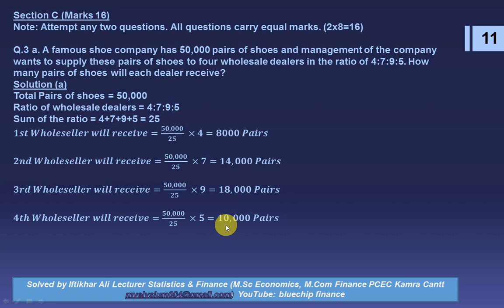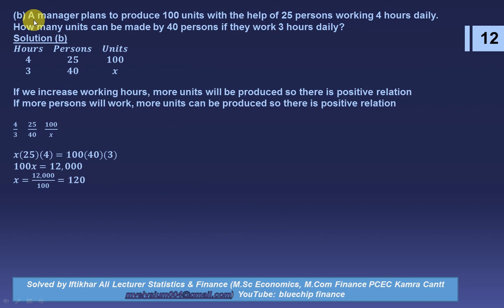Part B, a manager plans to produce 100 units with the help of 25 persons working 4 hours daily. How many units can be made by 40 persons if they work 3 hours daily? So it is a question of proportion. So first of all, identify the variables.